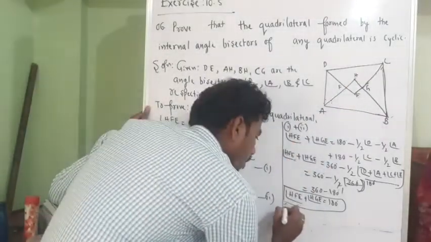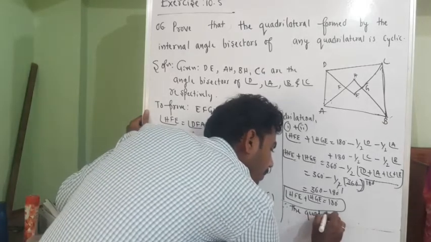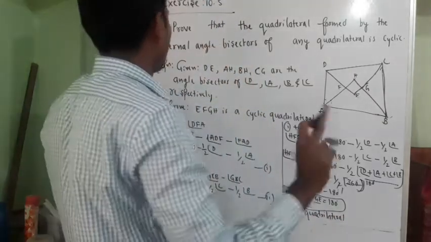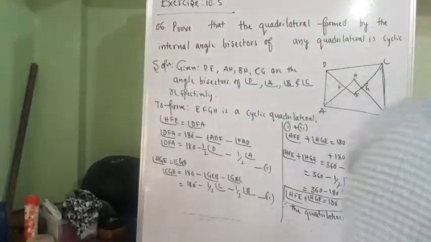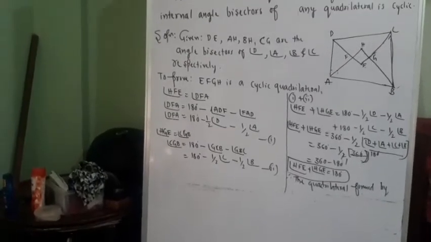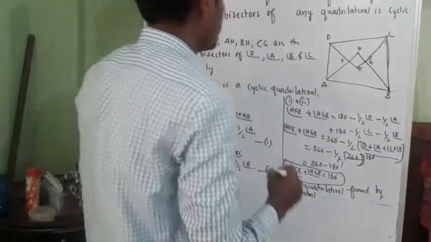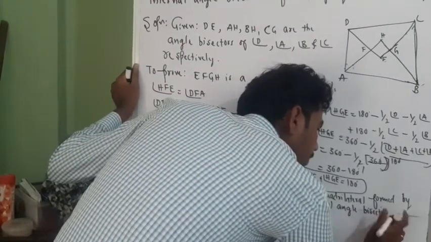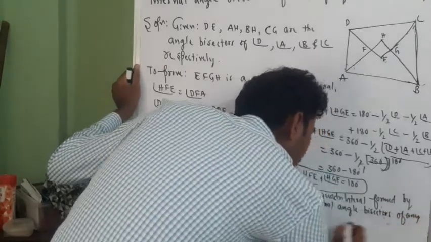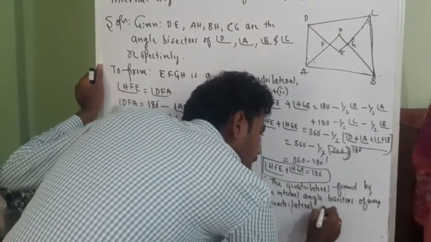Therefore, what we can conclude, or else we can write these words: The quadrilateral formed by the internal angle bisectors of any quadrilateral is cyclic.